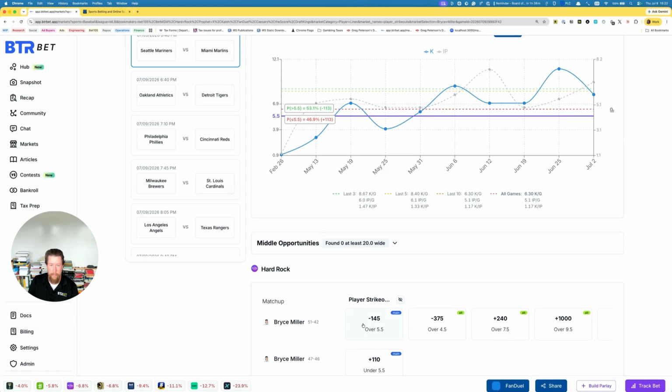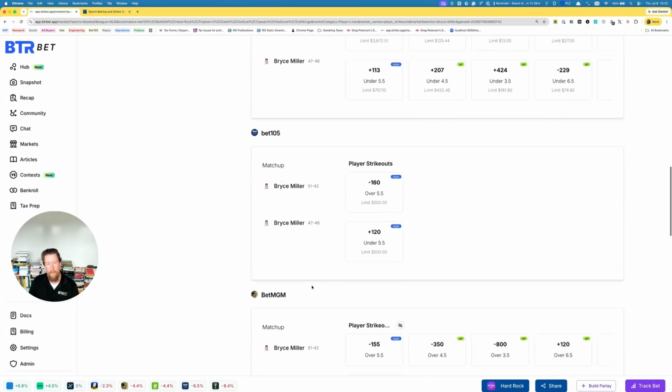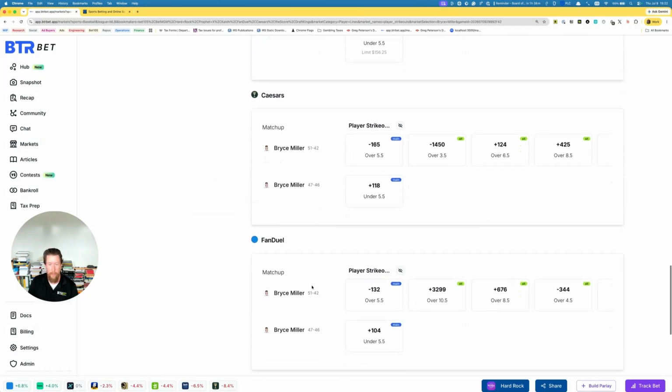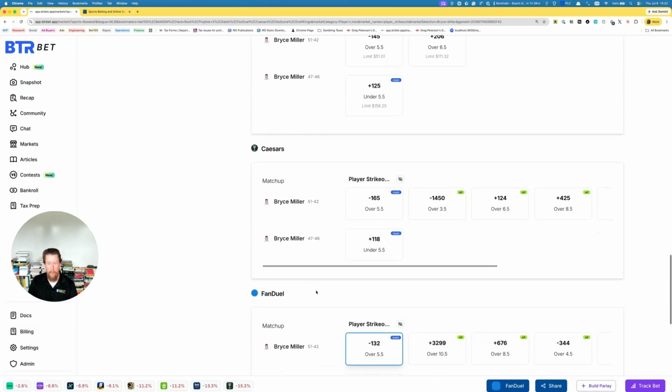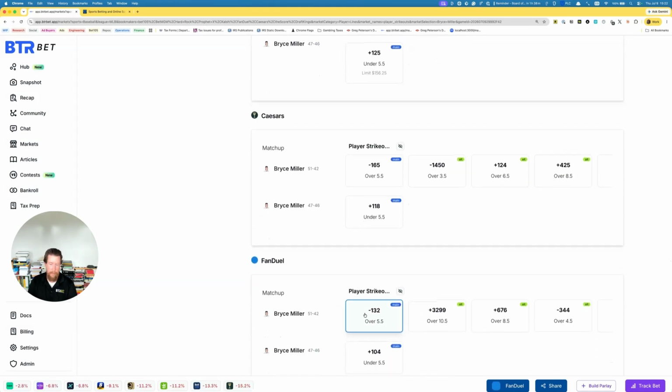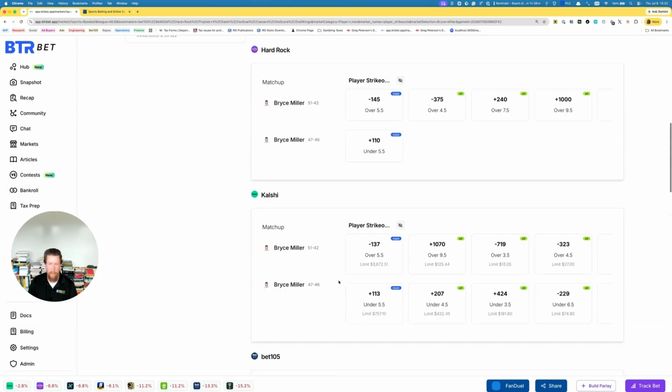So over, again, here I'll just pick one. Again, looks like FanDuel has the best price that I can get at minus 132. This is worse than what the model suggests that this would be a good price at, but this is probably a winning bet. I mean, even at that price, it's probably good.